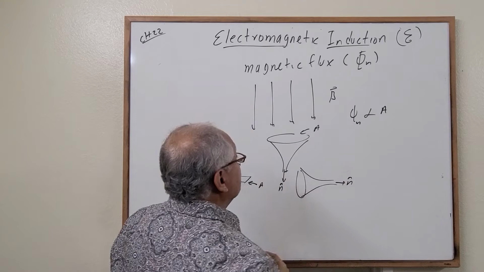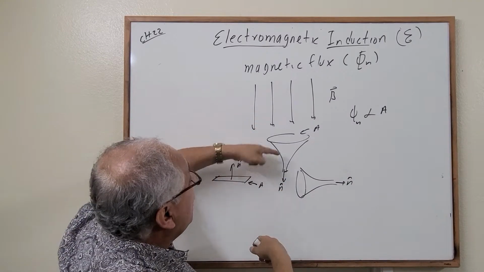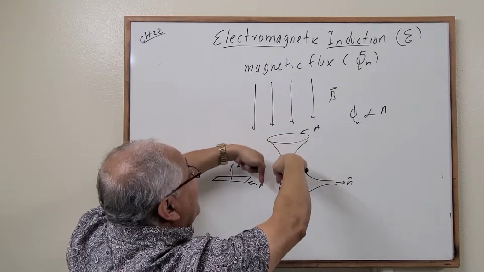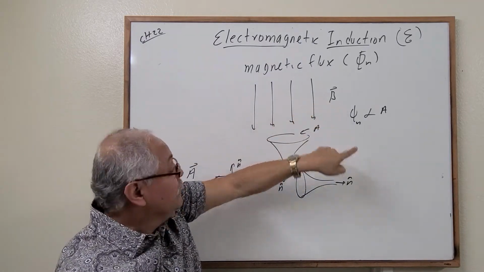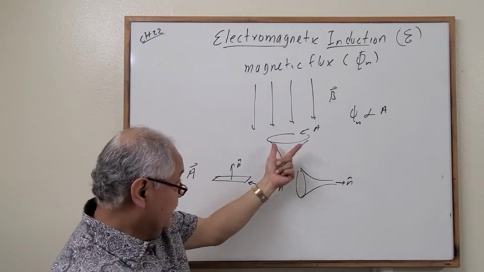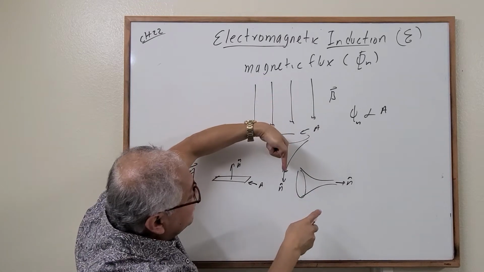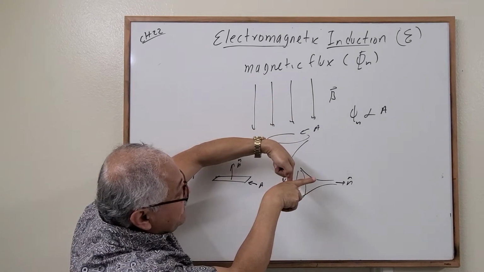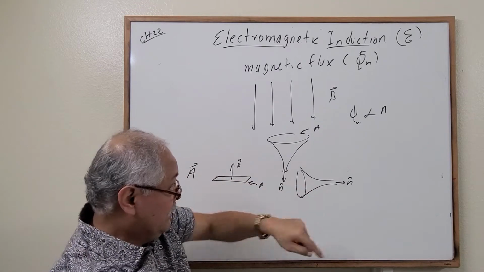When the direction of the area is parallel to the direction of the magnetic field, correct? We have the maximum magnetic flux through this area. Now what happens when these two are perpendicular? This is the magnetic field and this is the direction of the area, perpendicular. We have zero magnetic flux, right?